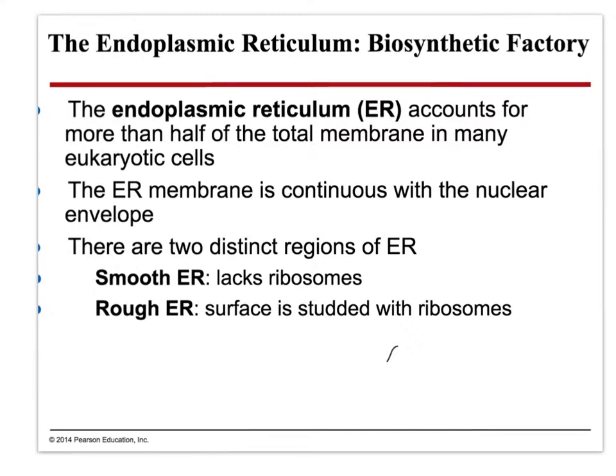The smooth ER is also going to work for what we call detoxification. It's going to break down some of the stuff that's not good for the cell. Some of these, the rough ER and the smooth ER, can change depending upon the cell type we're talking about. It can have different functions depending upon the cell type.